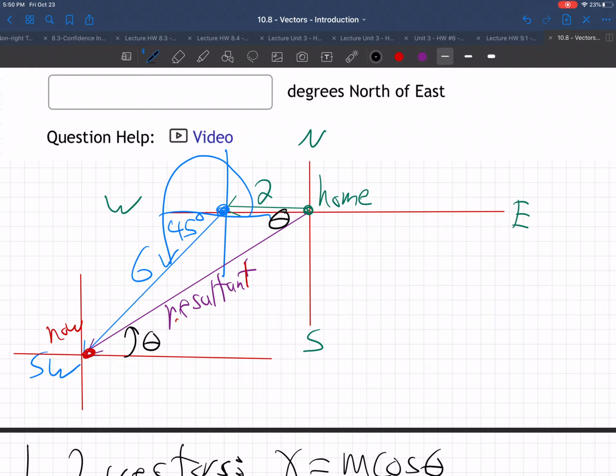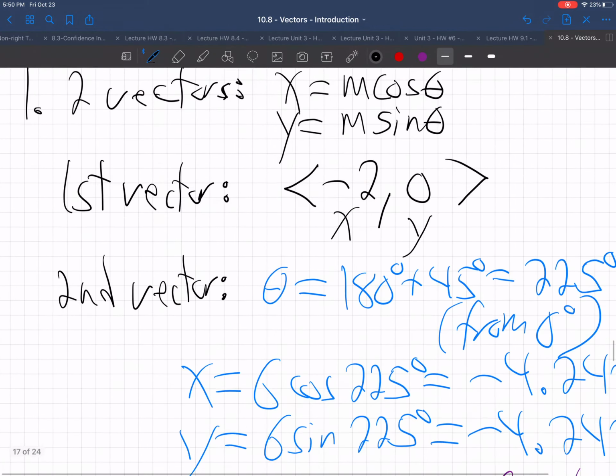My mistake. So instead, what I'm going to do is find the angle for the resultant vector, and that'll be it. So I'm going to have to find the angle of the resultant vector, which means from here all the way to there. Call that theta, and then I'll use that to help find the other one. So let's find the angle of the resultant vector.